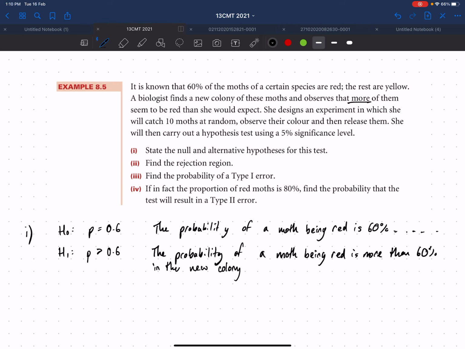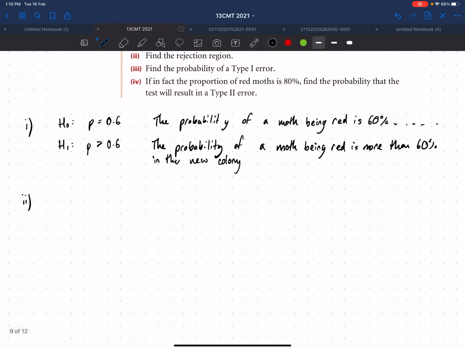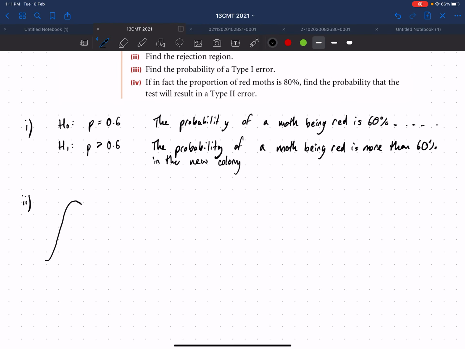That's what you'd write. Part 2, finding our rejection region. So let me just draw a quick distribution for this. So it's 60%, so it's going to be distributed to the right. Okay. So we're wanting a 5% significance level, the rejection region. So we're trying to find that critical value where anything above it is under 5% of our distribution. So we're trying to find this region here, of a value which pertains to that region.